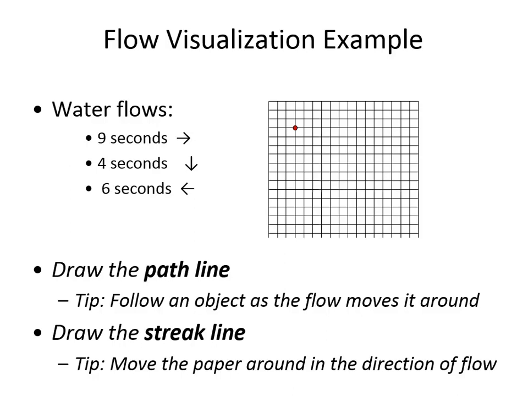Again, it becomes more obvious that the streak line isn't simply the mirror image of the path line when the flow is moving at an angle. But that's the approach for how you draw the streak line: you hold your pencil in the same spot and you move the paper around as though it was the flow field. Any questions about that? That's the method.